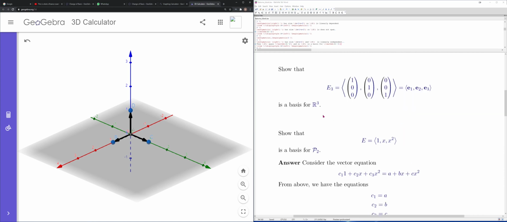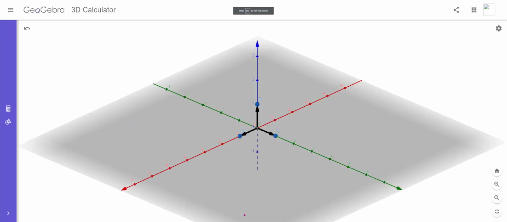So R3 is a three-dimensional vector space. And a basis for R3 would be the vector (1, 0, 0), which is along your x-axis over here, (0, 1, 0), which is along your y-axis here, and (0, 0, 1), which is along your z-axis here. Okay, so these three vectors would form a basis for a three-dimensional space.